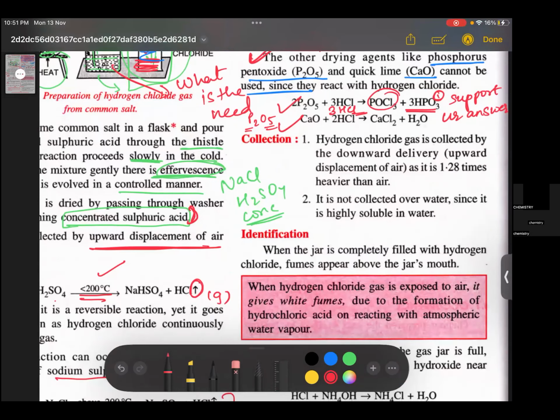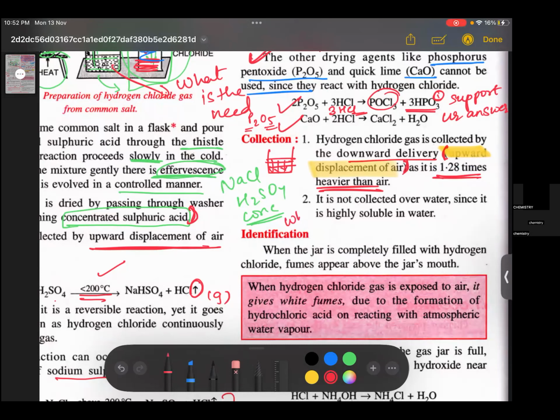Now, how is it collected? We already learned that hydrogen gas is collected by the downward delivery. That is upward displacement of air. We'll focus on the word upward. When they ask us how is it collected, we'll focus on the words upward displacement of air. Why is it collected by upward displacement and not downward displacement? As it is 1.28 times heavier than air. Since it is heavier, it will go down, correct? If it was lighter, it would stay up, but it's heavier, so it will go down, and air being lighter will get displaced up.